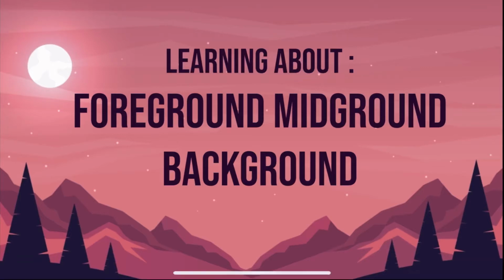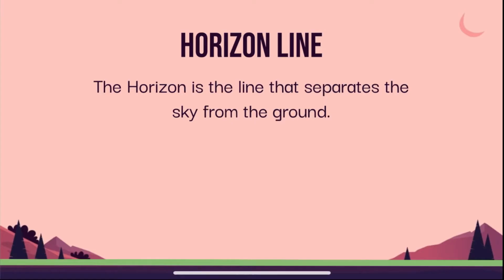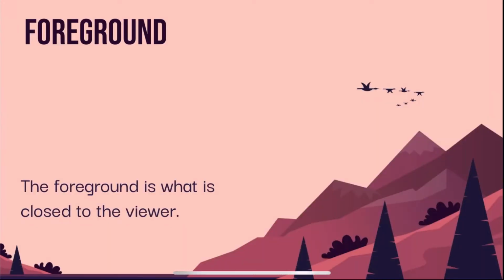Today we're learning about foreground, middle ground, and background. The first thing we'll be learning about though is our horizon line, and a horizon line is the line that separates the ground from the sky. It is a horizontal line. It is this green line, and it can separate the ground, the floor, or it can separate the sky and the ground. And this is the foreground.